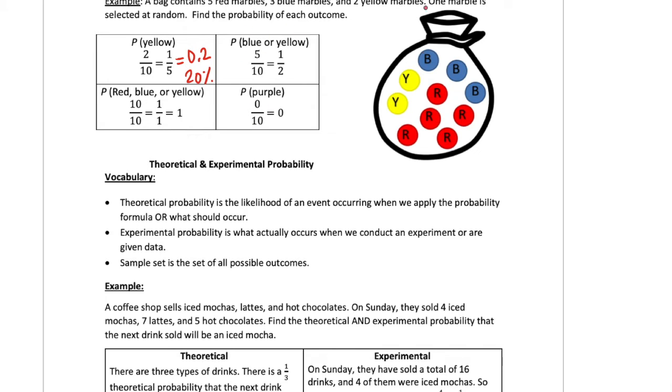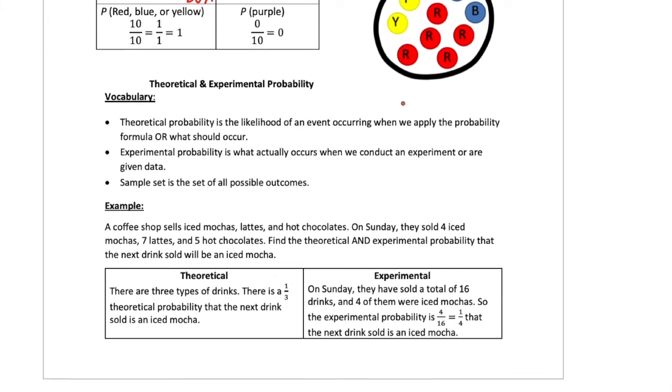For blue or yellow, we have 2 yellow and 3 blue. So in all, that's 5 marbles that would be okay for this event to happen. So we have 5 out of 10, and that's simplified to 1/2. For the next one, probability of red, blue, or yellow, that's all of the marbles in this bag. So that would be 10 out of 10 chance, which equals 1 over 1, or 1. So a 100% chance that you're going to get one of those colors. Now in our last one, it's asking for probability of getting purple. There are no purple marbles in here, so we do 0 out of 10, and 0 divided by anything is just 0. So there's a 0% chance that you will get a purple marble out of this bag because there are no purple marbles.